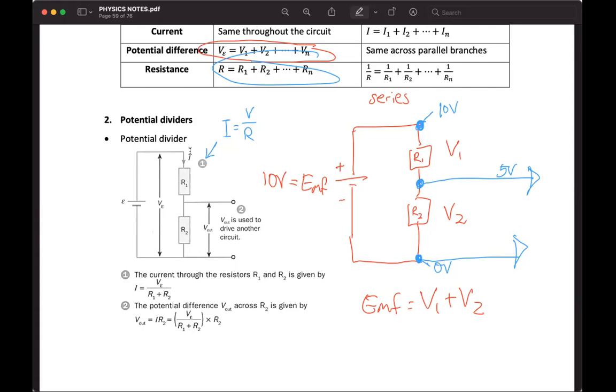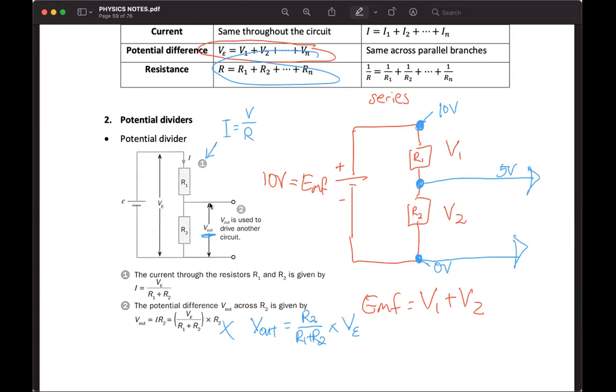Okay, I don't like this formula. Can I propose another formula for you? So V out is basically R2 over R1 plus R2 times VE. Is this clearer now? To find this value V out, you just find R2 divided by the total times the V. This is how you divide the potential.